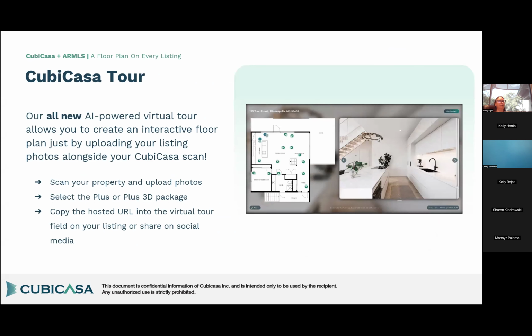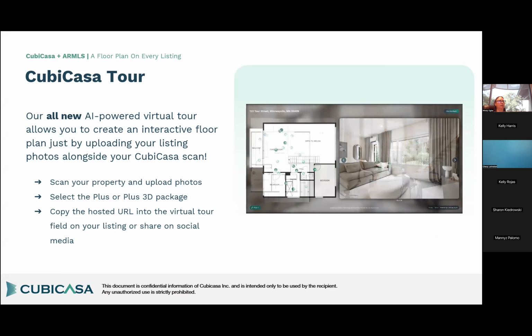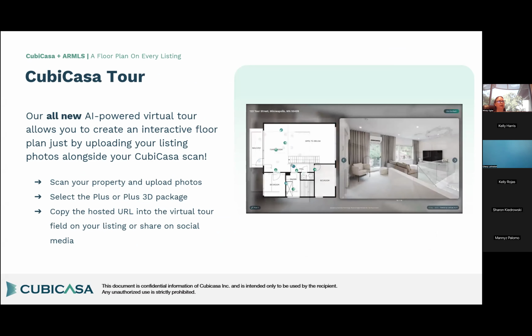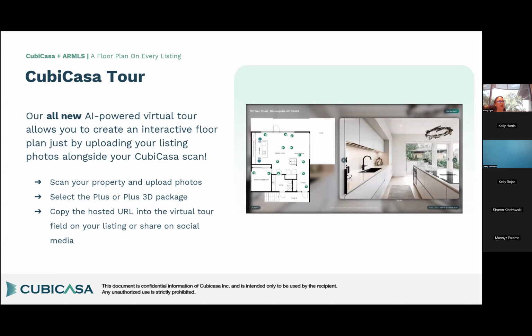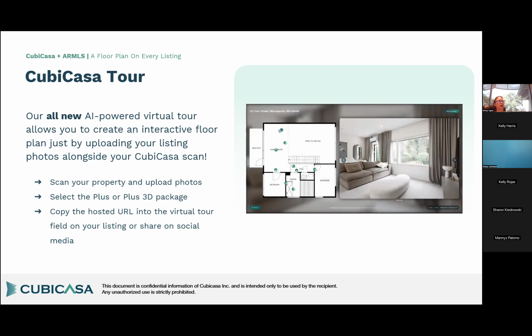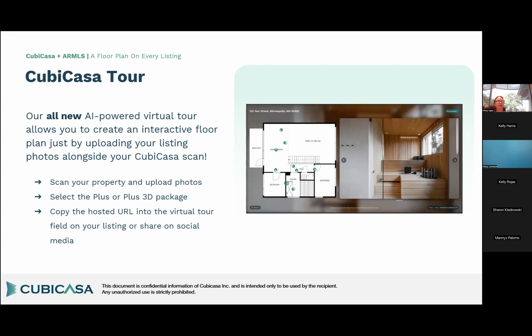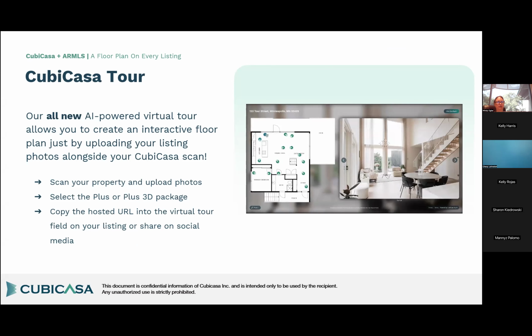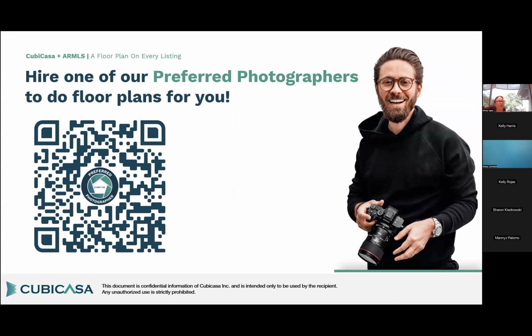Also, you have access to the AI-powered virtual tours. So if you want a CubiCasa tour, it's going to be in the 3D Plus package. You also get a hosting site URL that you can add to your listings or share on social media. So if tours are your cup of tea, that might be something that you want to think about.